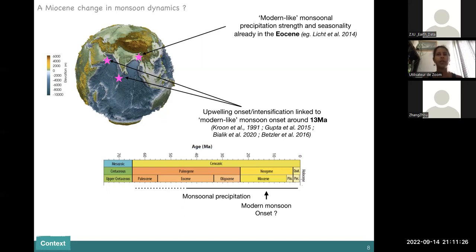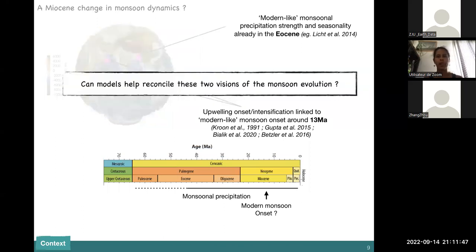This is a long-term debate in the field of paleoclimatology, but also in science in general, as the timing of monsoonal onset in Asia is crucial in the understanding of solid earth evolution in the Himalayas and Tibetan Plateau region, especially because all that topography interacts with atmosphere dynamics. So what I tried in this study is to use a climate model to see if we can reconcile these two visions of the monsoon chronology.